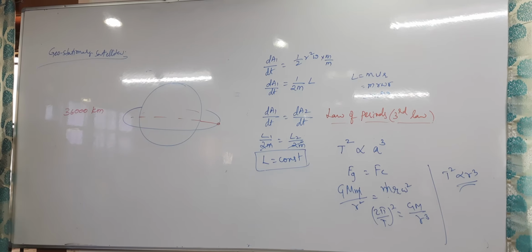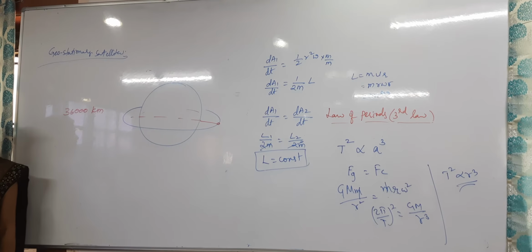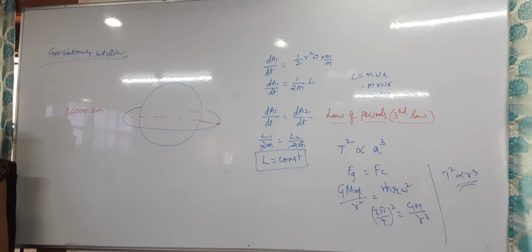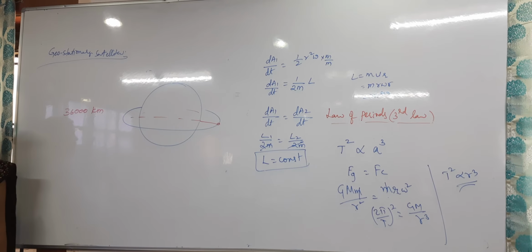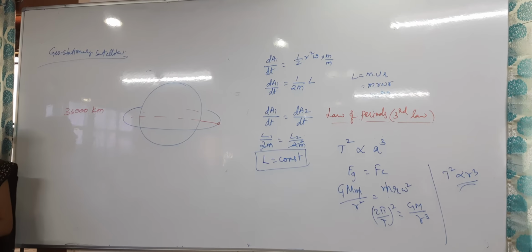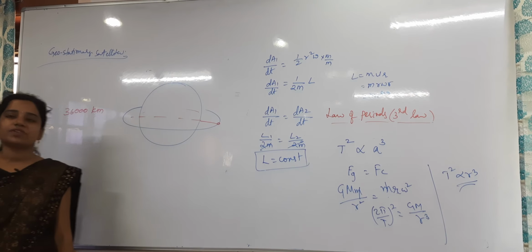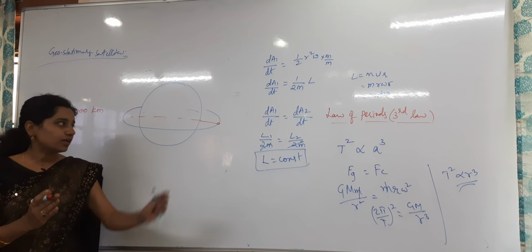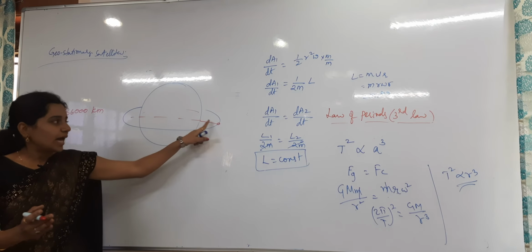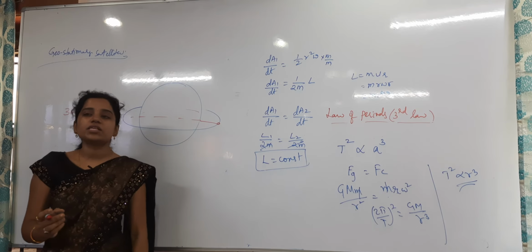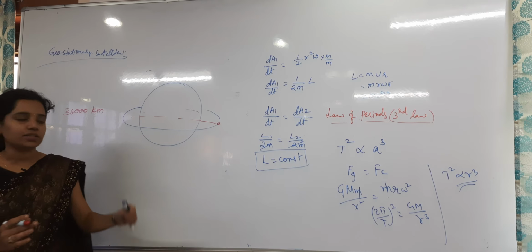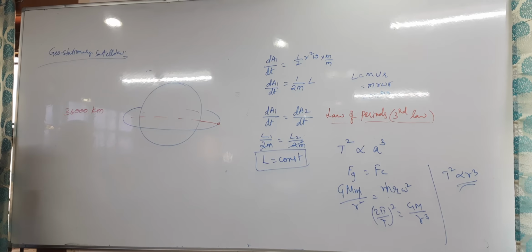36,000 kilometers is how many times the radius of the earth? Half. 6,400, right? 36,000 is approximately 6 times the radius of the earth. That should be the height; the orbit should be that much. If we take it from the earth's surface, it has to be at what height? I am saying 6 times the radius of the earth, otherwise 36,000 kilometers.